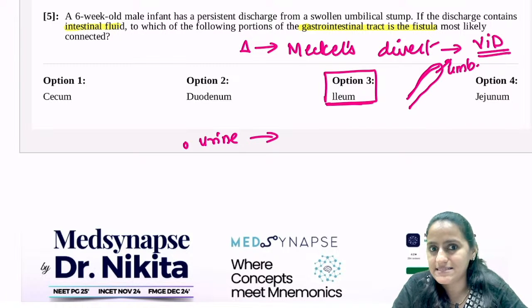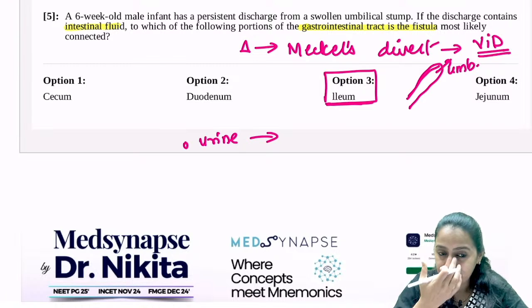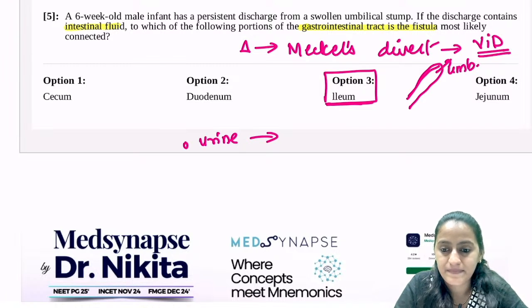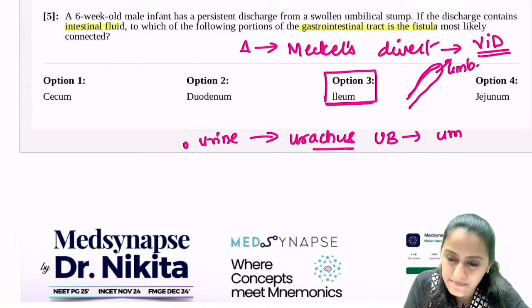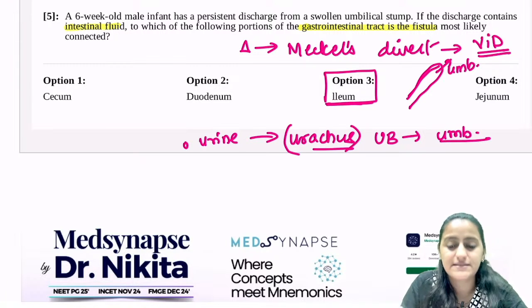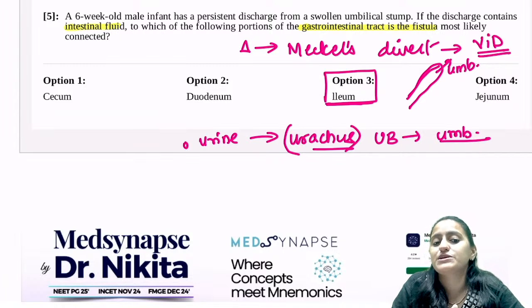Here it is Meckel's, okay, because it is intestinal content coming out. But when it is urine coming out, it is the urachus. That connects the urinary bladder to the umbilicus. In the persistent or patent urachus, in that case, it's going to be urachus.